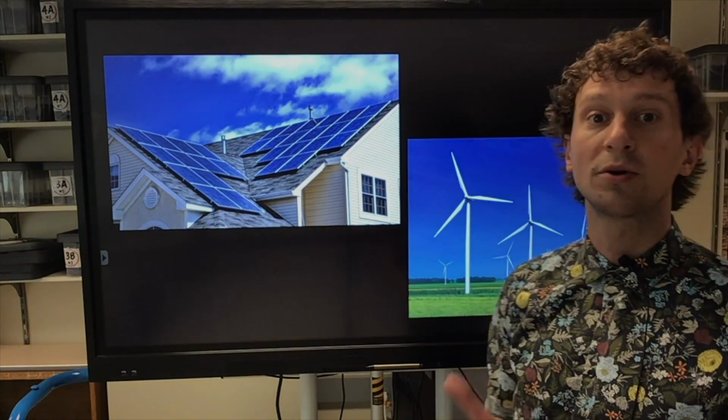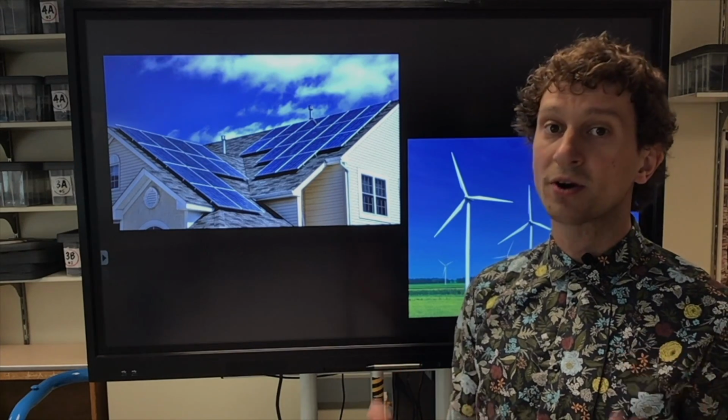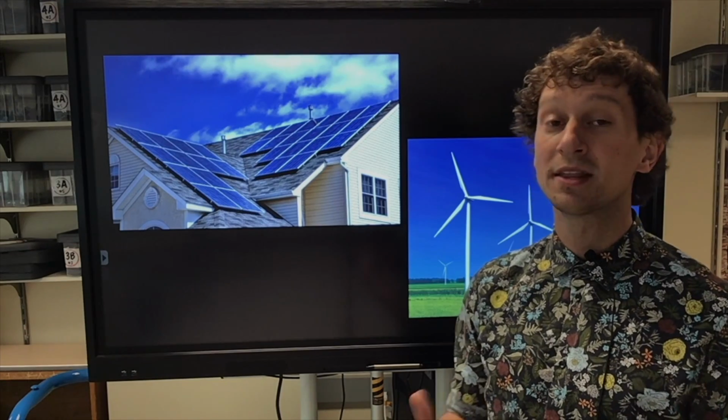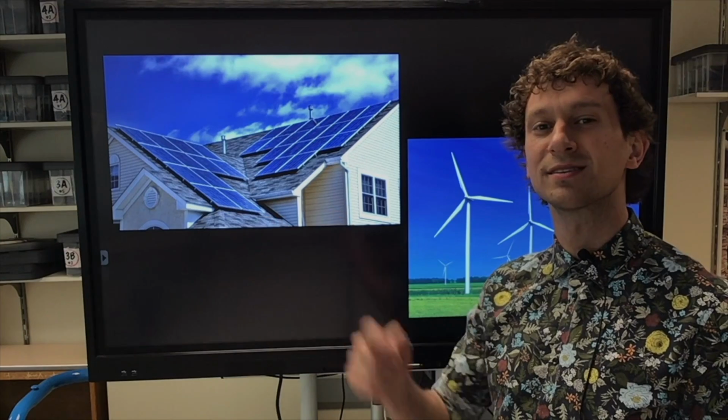That is a renewable resource. Wind will always blow. There will always be air on Earth. And as long as we have the sun's energy to heat that wind up, that wind is going to move around. Now over here, what do we call these?